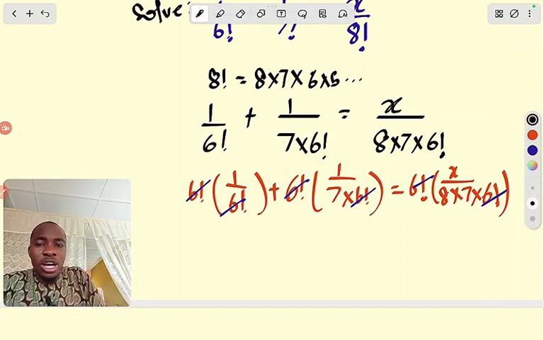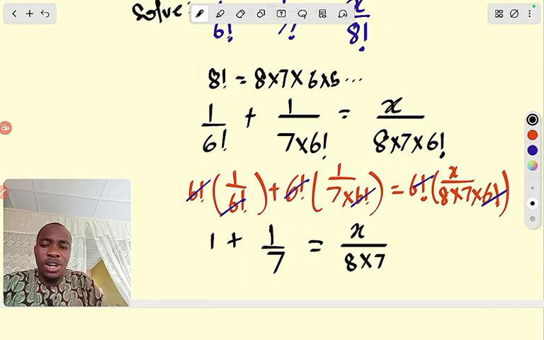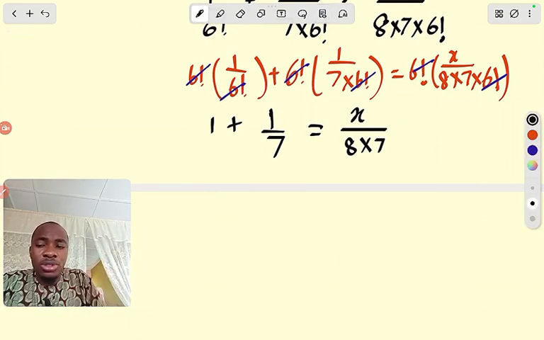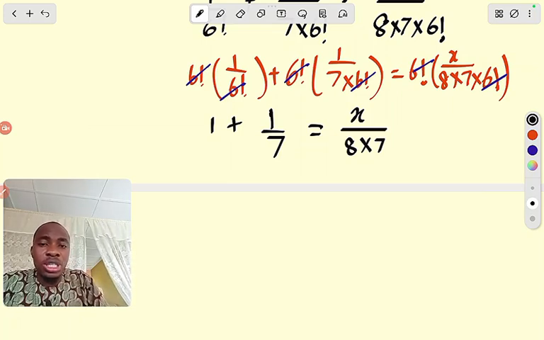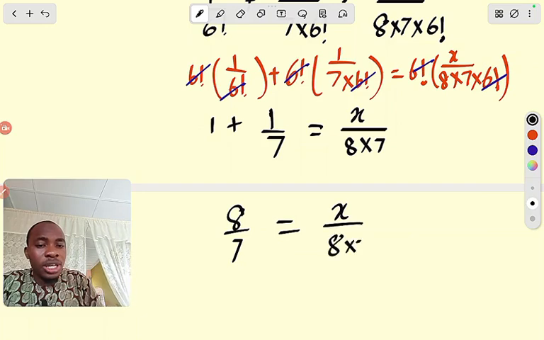All right, so from there, moving on, what are we going to have? We're going to have 1 plus, so here we are going to be left with 1 over 7. Understood? Then equals, here we're going to have x divided by 8 times 7. Now from there we move on. So 1 plus 1 over 7 is going to be 8 over 7. We're going to have 8 over 7, then equals what? x over 8 multiplied by 7.